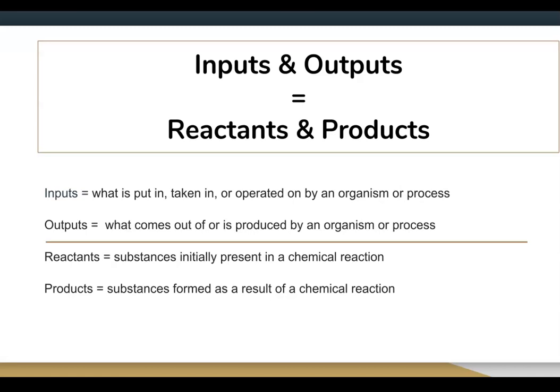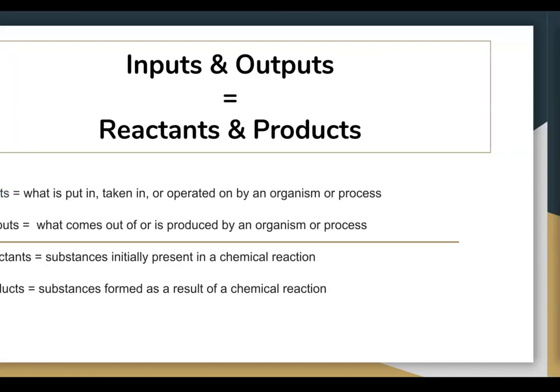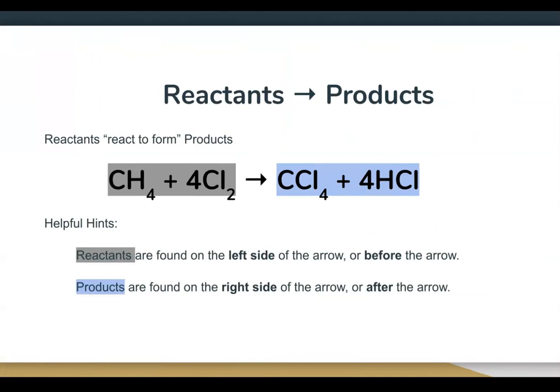Reactants are substances that are initially present in a chemical reaction, and the products are substances that are formed as a result of the chemical reaction. And it's very easy to know which is which. Reactants react to form products. Remember, we learned that the arrow symbol means react to form. So just remember that the reactants are the starting material, so they're always found to the left of the arrow or before the arrow. And the products are what come out of the reaction, so they're always found to the right of the arrow or after the arrow.